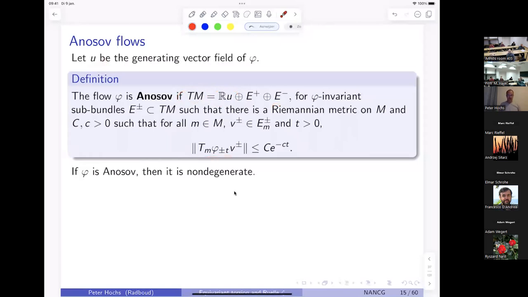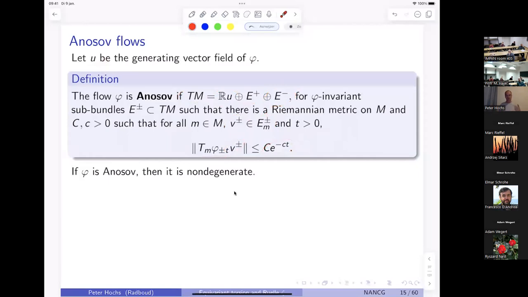So if you have, let's take the plus case. If you have a vector v plus in this e plus part, then for positive t, so you flow over positive t and take a derivative of that and apply it to v plus, that should converge exponentially to zero. And the other component is where you put minus signs everywhere. So you flow to minus infinity, and then in that direction, it should converge to zero.